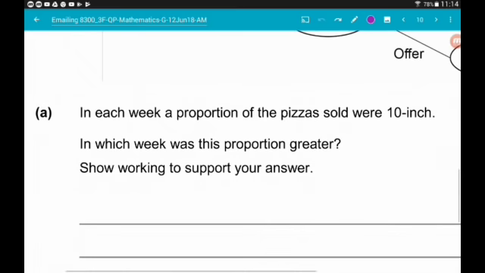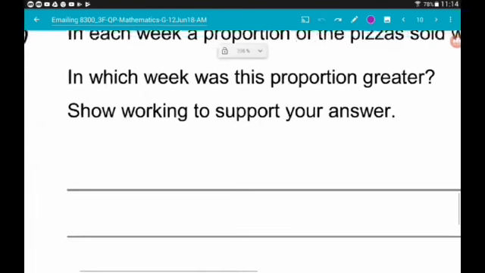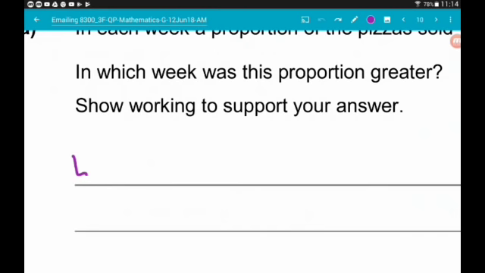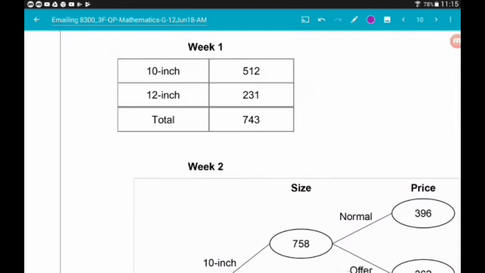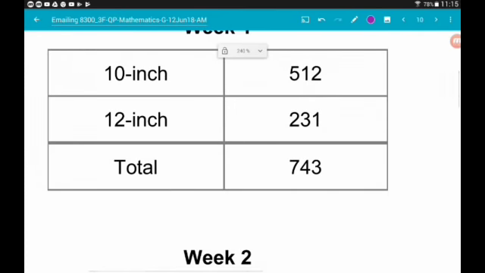So let's go first of all for week 1. So when we're talking proportion, we want to know, first of all, what fraction of the pizzas sold were 10-inch. So, in week 1, it was 512 out of 743.